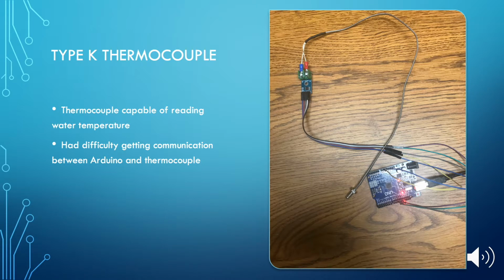This is the thermocouple we use. It's capable of reading temperatures of up to 2,300 degrees Fahrenheit, which made us comfortable using it with the boiling water. We connected this thermocouple to the Arduino and used this to read the temperature of the water.